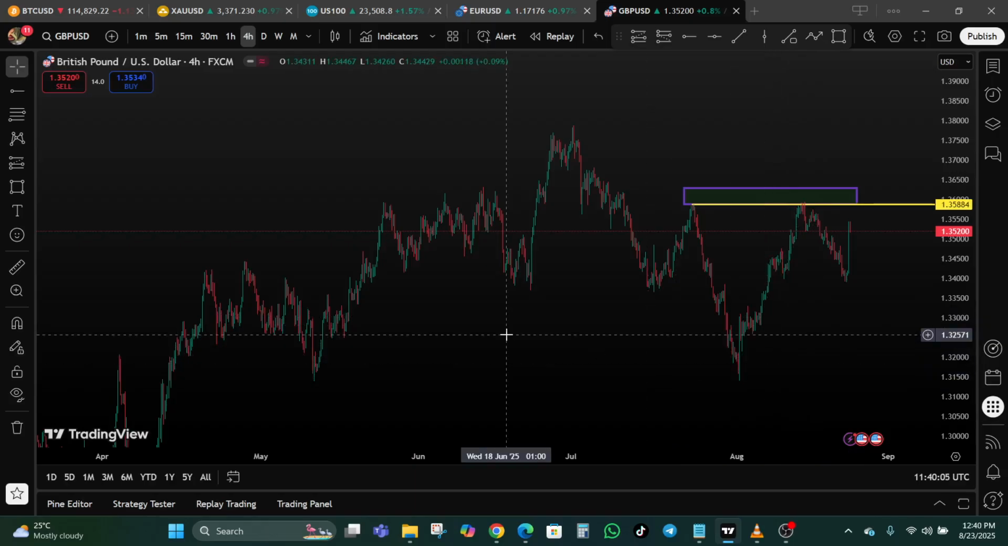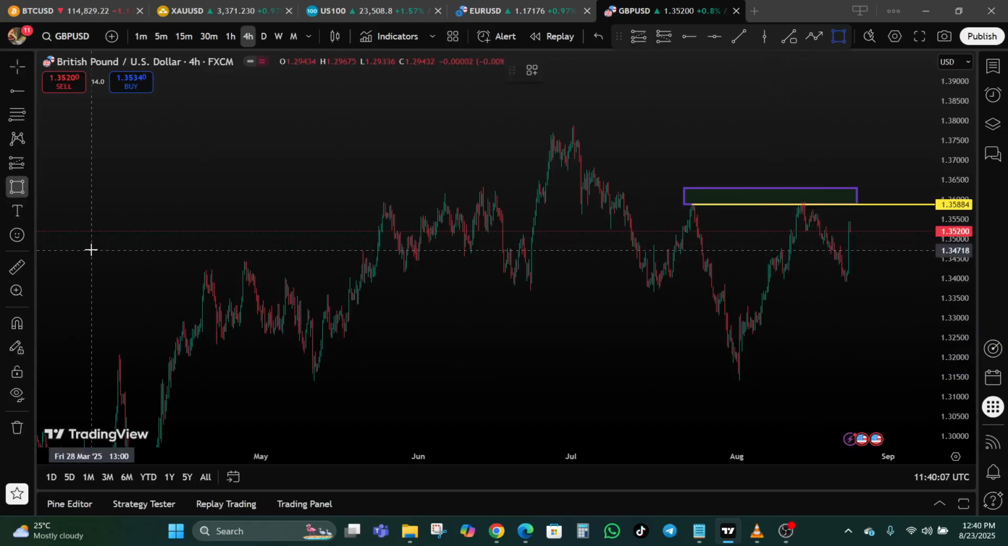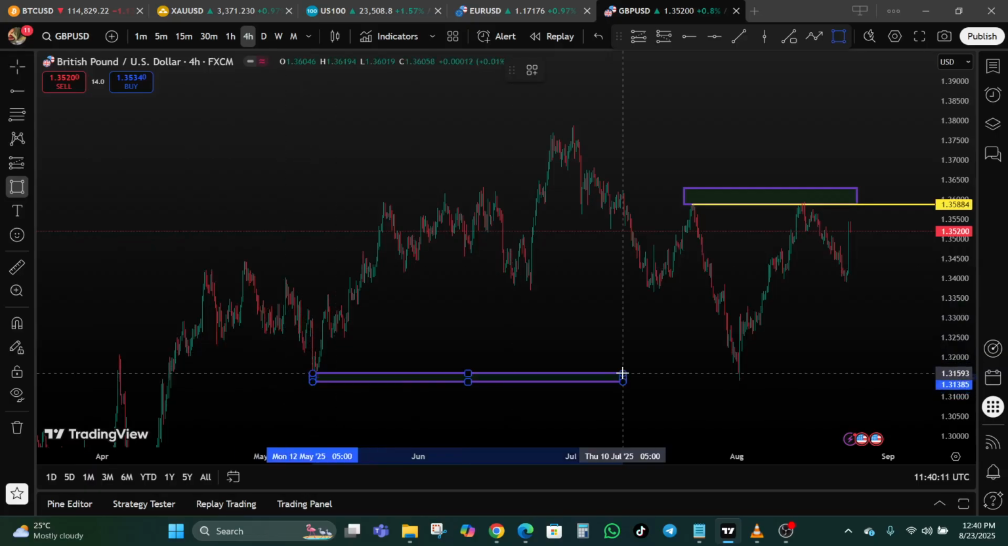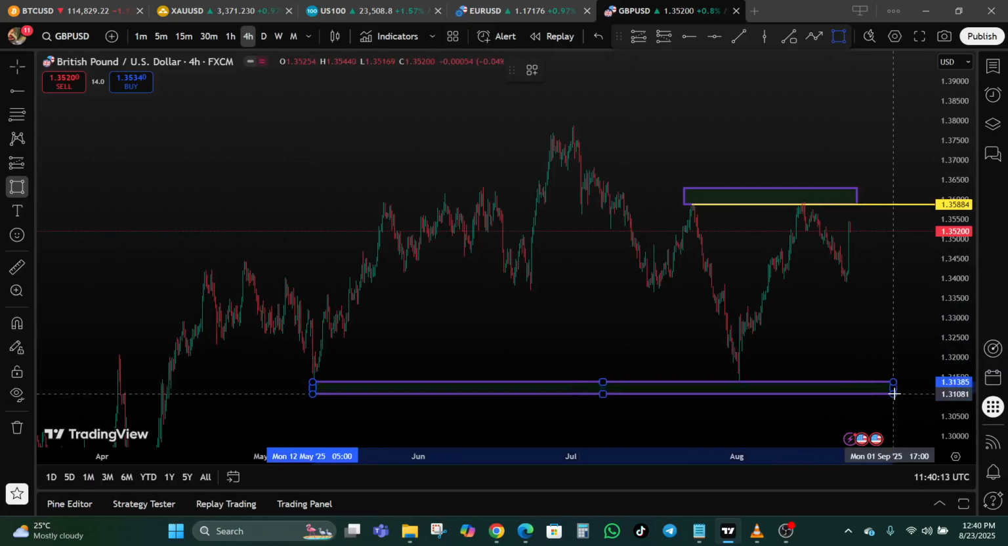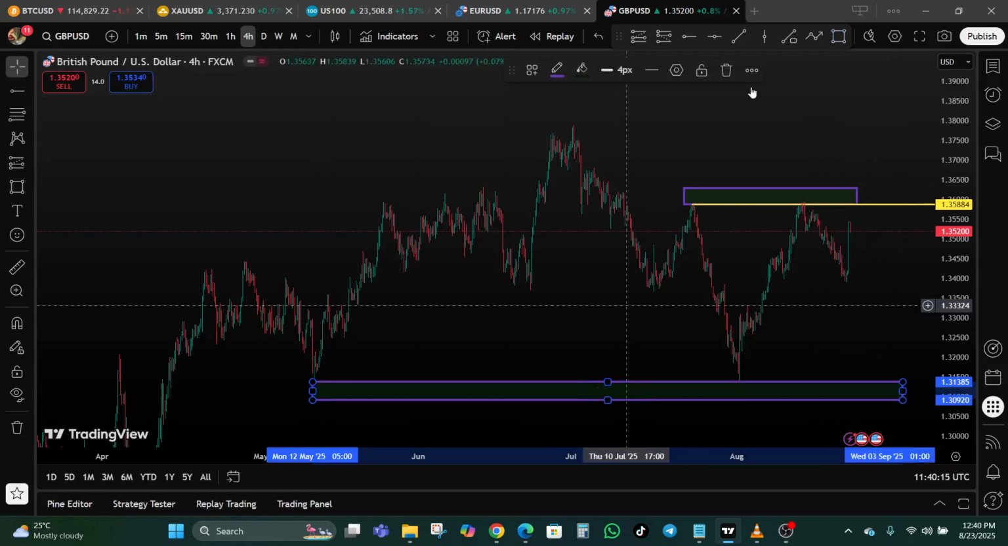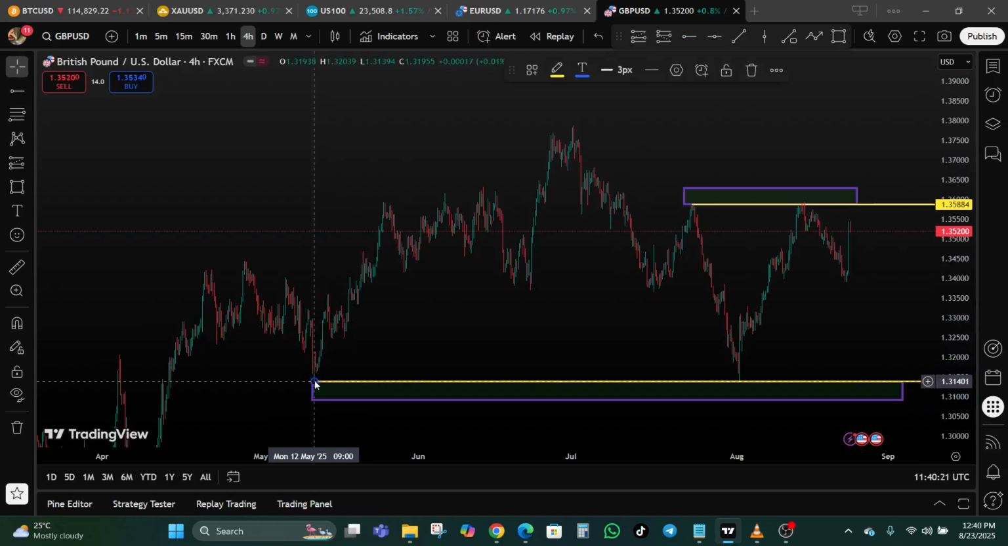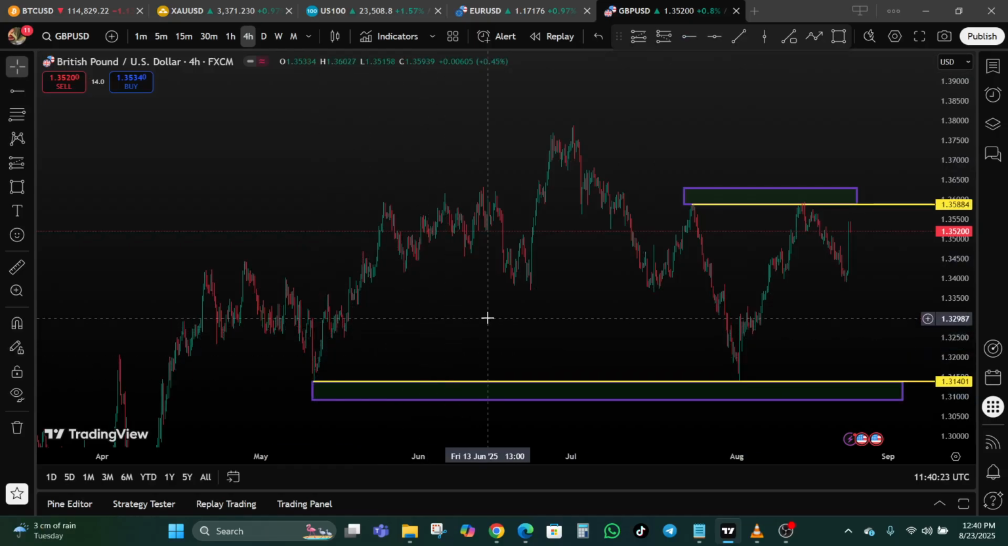So you can see another important level that we have here. You can see that we have equal lows here, so we have another area of liquidity here where smart money would like to do their thing.